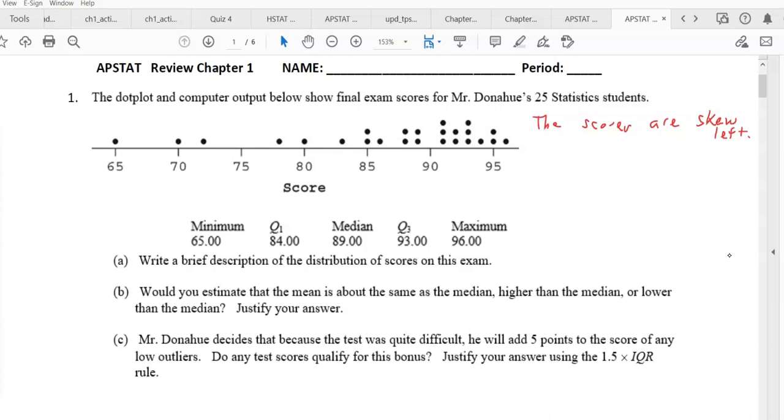Okay, as far as center, you can count it out. There's 25 terms. So if you go 1, 2, 3, 4, 5, 6, counting from the left, 7, 8, 9, 10, 11, 12, 13. That's the 13th term. Looks to be 89, or you can just read it. It actually tells you. So you can say that the median score is 89. Good idea to just get used to answering these questions with sentences. Usually it's better to include the context when you do that.